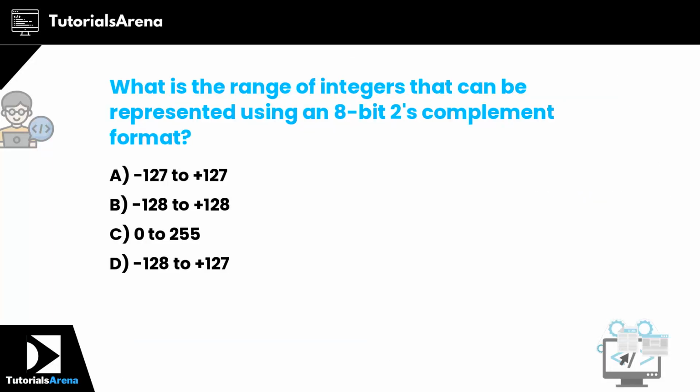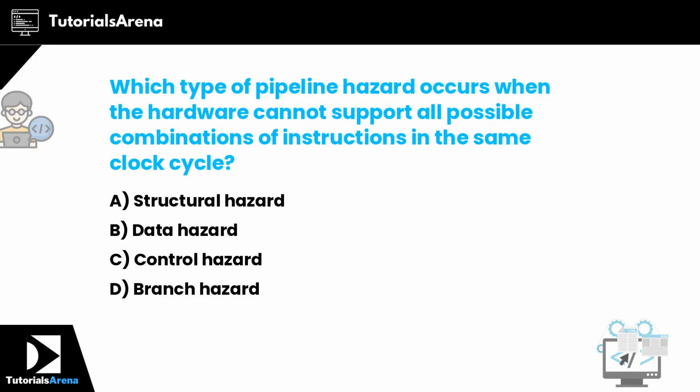What is the range of integers that can be represented using an 8-bit 2's complement format? The correct answer is option D, minus 128 to plus 127. Which type of pipeline hazard occurs when the hardware cannot support all possible combinations of instructions in the same clock cycle? The correct answer is option A, structural hazard.